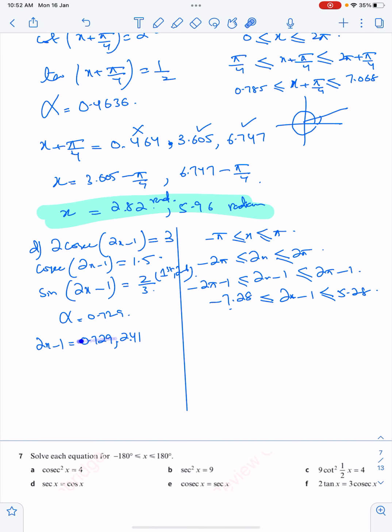I'm going to add 1 to both of them and then divide by 2 to get the value for x, because these are the answers for 2x minus 1. So x is going to be 0.729 plus 1 divided by 2, which is 0.8645. So I'm writing it up to 3 significant figures, it will be 0.865. And the other one is going to be 2.41 plus 1 divided by 2. So this answer is 1.705. So up to 3 significant figures will be 1.71 radians.